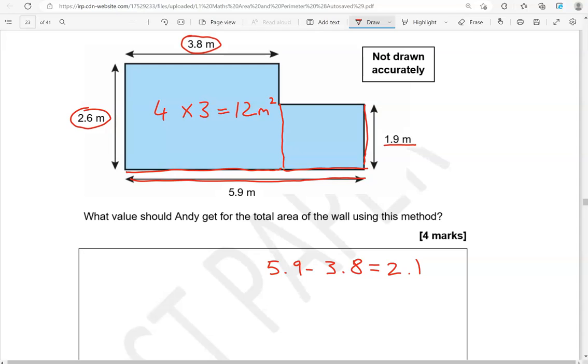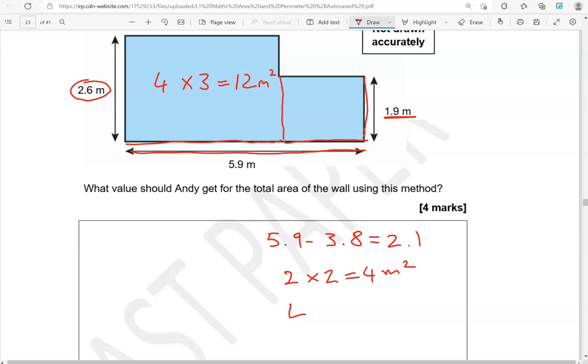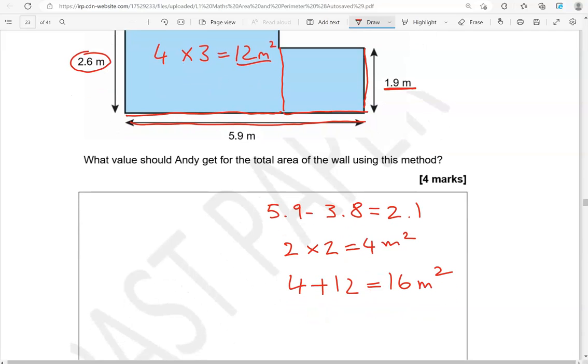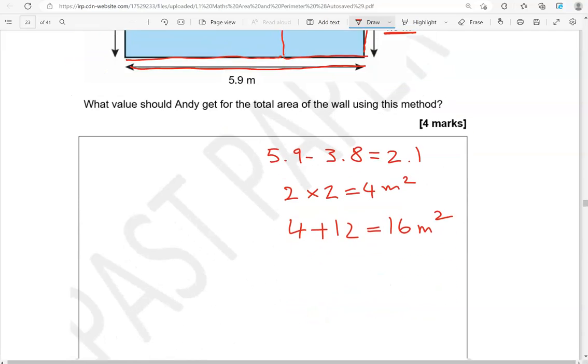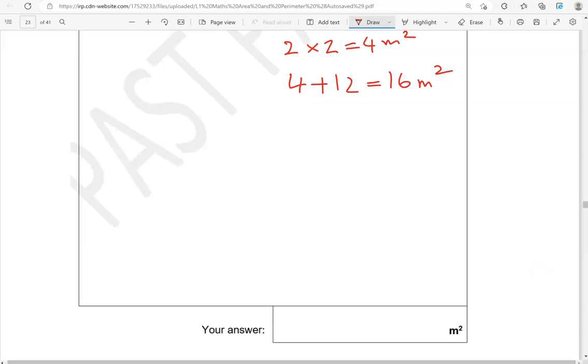So 2.1 will be rounded to 2. And of course 1.9 is rounded to 2 as well. So that gives us 4 square meters. 4, add the 12, gives us 16. And that's the total area with the rounded figures.